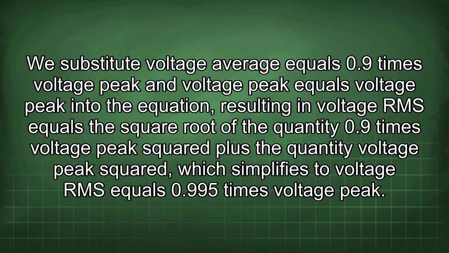We substitute voltage average equals 0.9 times voltage peak and voltage peak equals voltage peak into the equation, resulting in voltage RMS equals the square root of the quantity 0.9 times voltage peak squared plus the quantity voltage peak squared, which simplifies to voltage RMS equals 0.995 times voltage peak.